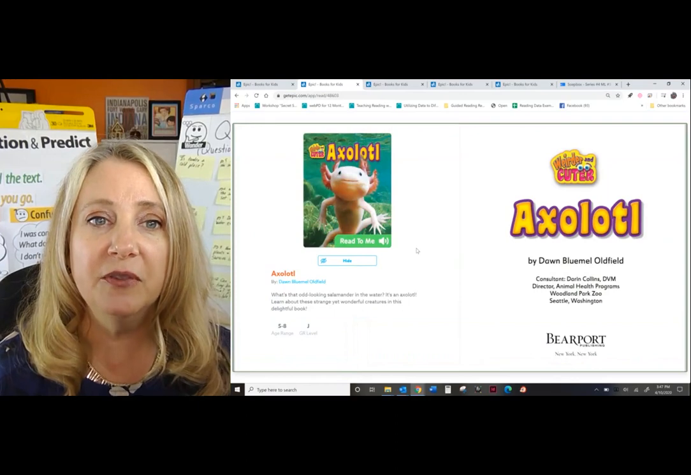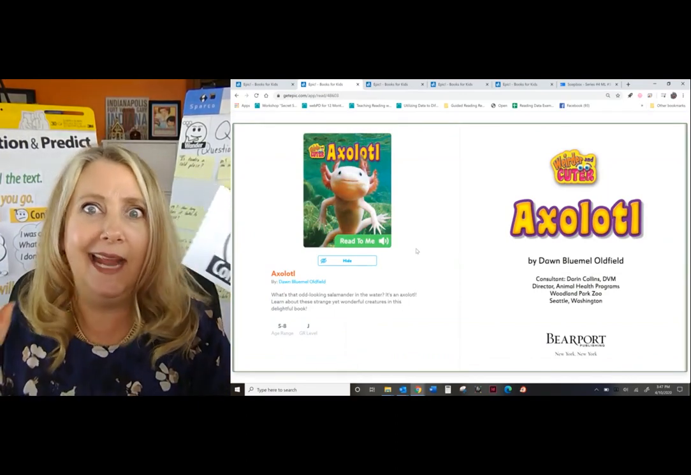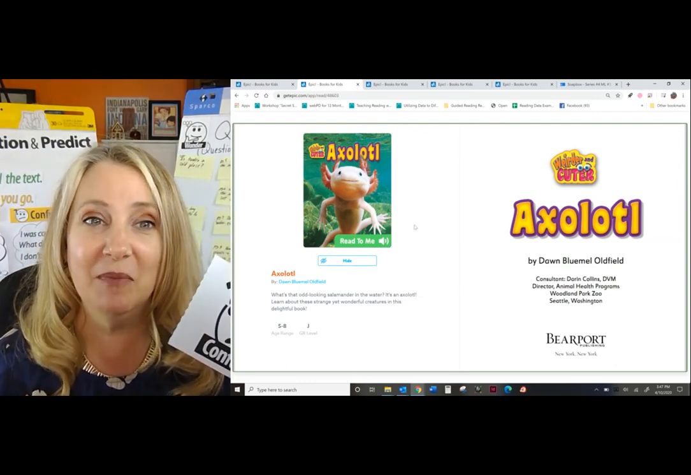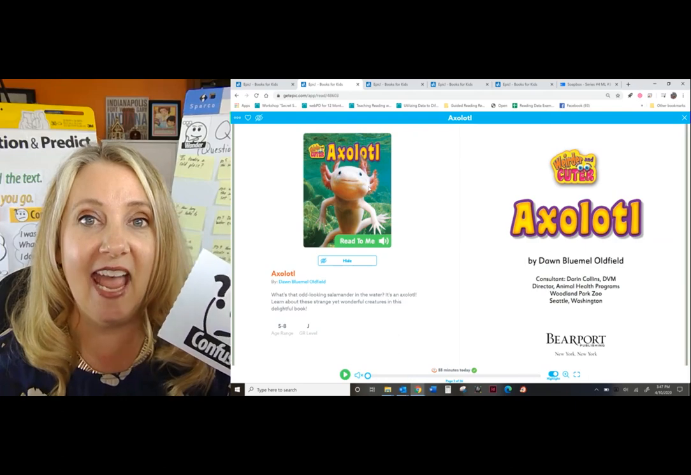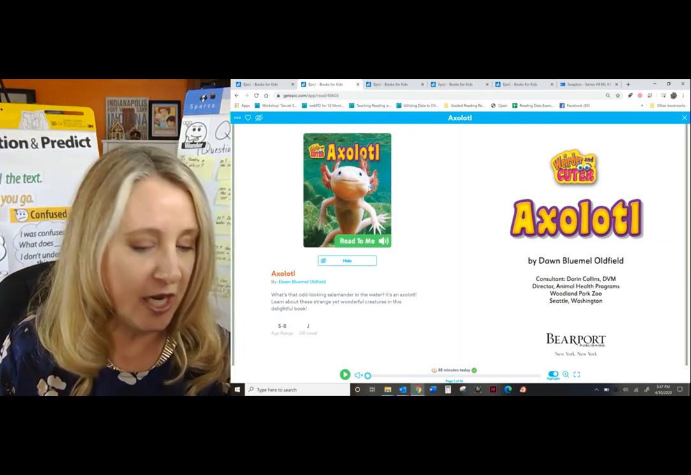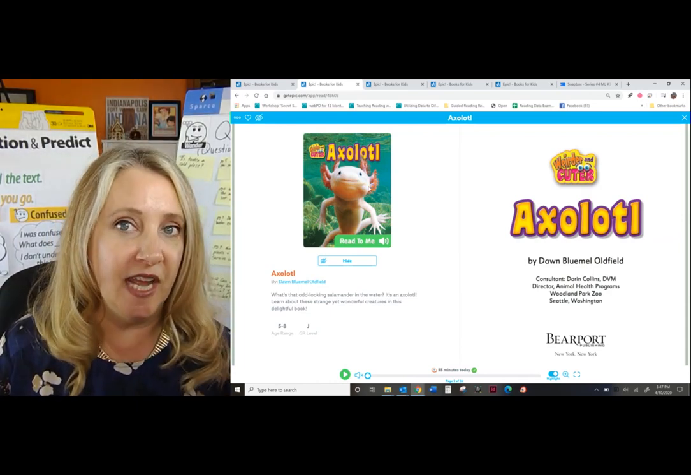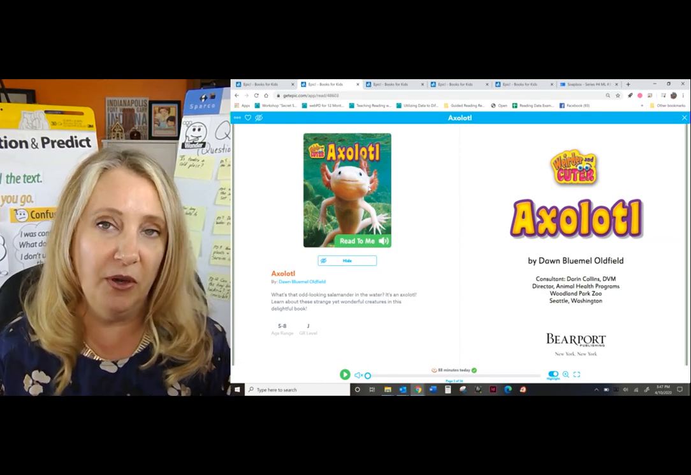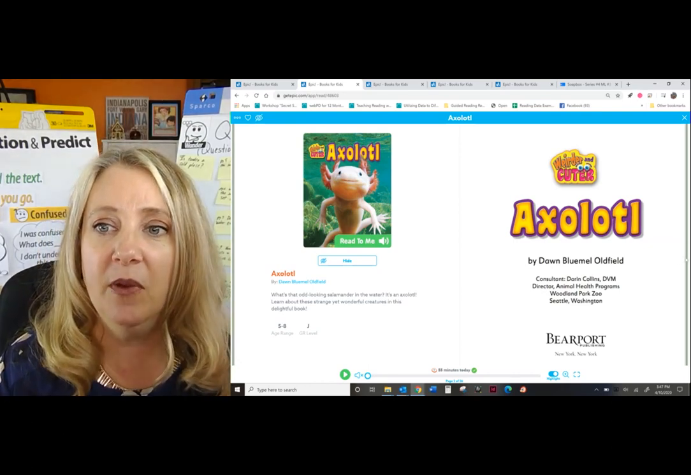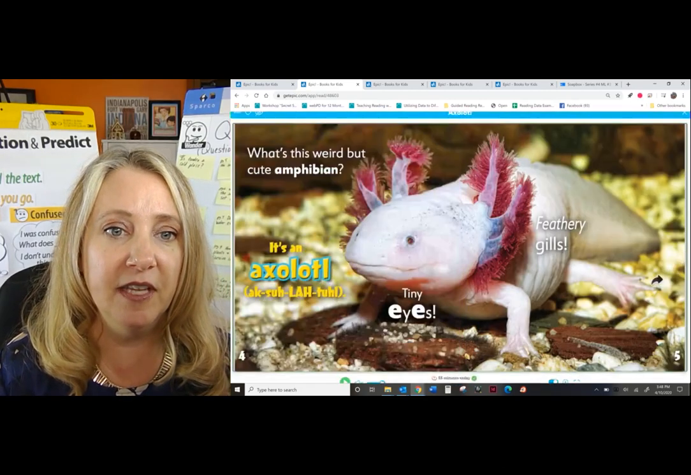So the book I want to use today is called Axolotl. And you might already be thinking, what's that word mean? Well, that's a type of animal. And so here is the axolotl. What I want us to do is read through and see if there are any words that come up and see how we could help ourselves with some of the text features. Okay, so I'll be the reading voice. You guys be the thinking voice.